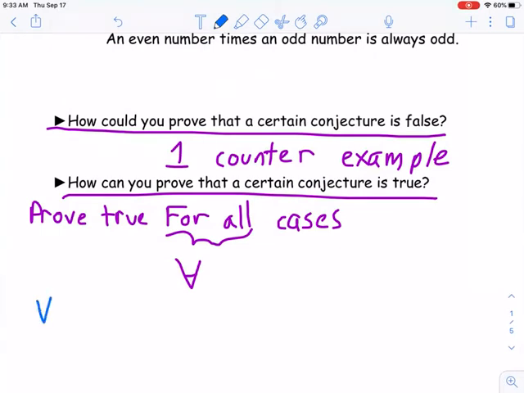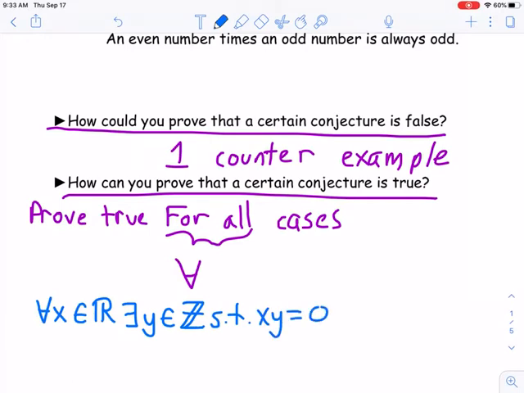This means for all x, there exists a y element... Actually, hold on. I even messed up. So this is a math sentence right now. For all x that are real numbers, there exists a y that is an integer such that x times y equals 0. So that's a math sentence.